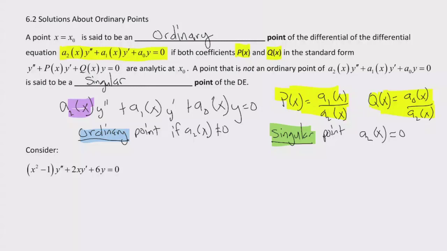Okay, so this might be a little bit easier if we jump in and look at an example. So in this differential equation here, x squared minus 1 y double prime plus 2x y prime plus 6y equals 0, we're looking just at that x squared minus 1. So anywhere at that x squared minus 1, which is going to be plus or minus 1, we define those x values to be ordinary points. I'm sorry, the positive and negative 1 would be considered singular points, and anywhere else would be considered ordinary.